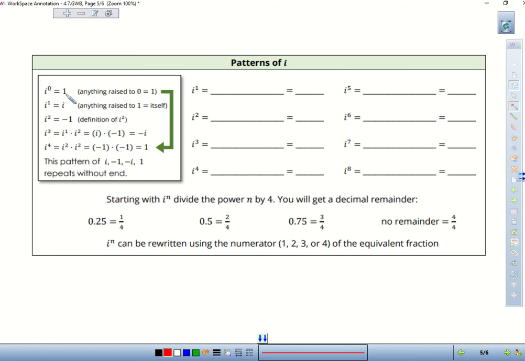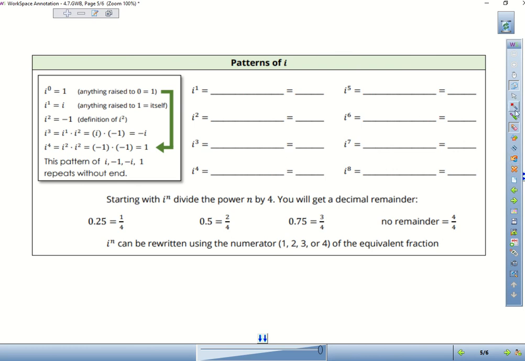So i to the 0 power is 1, because anything to the 0 power is 1. i to the first power is i, because anything to the first power is itself. i to the second power is negative 1. And that's because if we think about how radicals work, we know that i is equal to the square root of negative 1. So the square root of negative 1 times the square root of negative 1. When you multiply a square root by itself, it just becomes whatever's inside of that square root, which is negative 1. So that's the reason that i squared is negative 1.